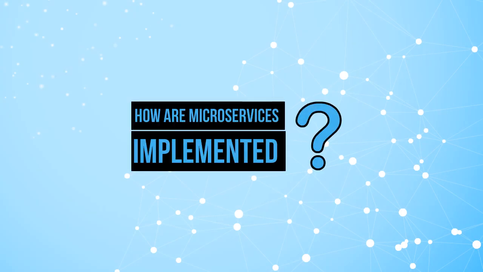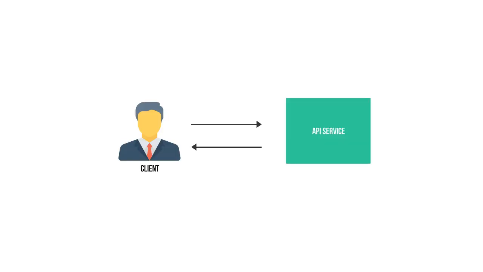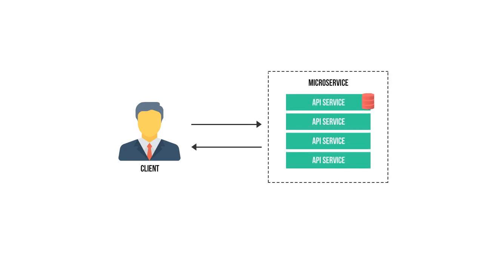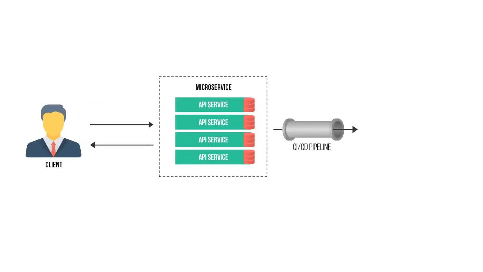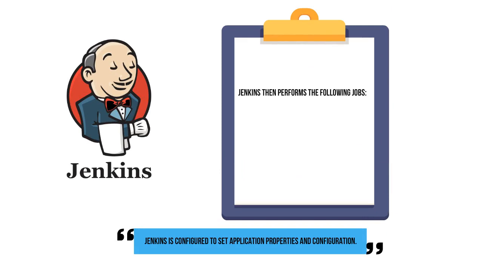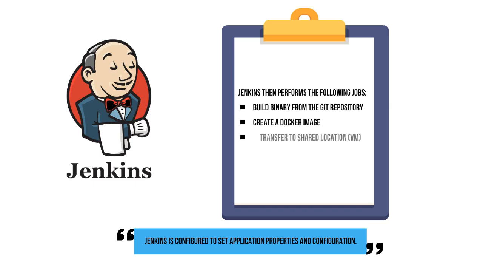How are microservices implemented? The client has API services packaged as microservice components, having their own database. Each microservice is independently deployed using a CI/CD pipeline on AWS servers and VM servers. Jenkins is configured to set application properties and configuration. Jenkins then performs tasks such as building a binary from the Git repository, creating a Docker image, transferring data to a shared location and VM, and transferring the image to OpenShift.